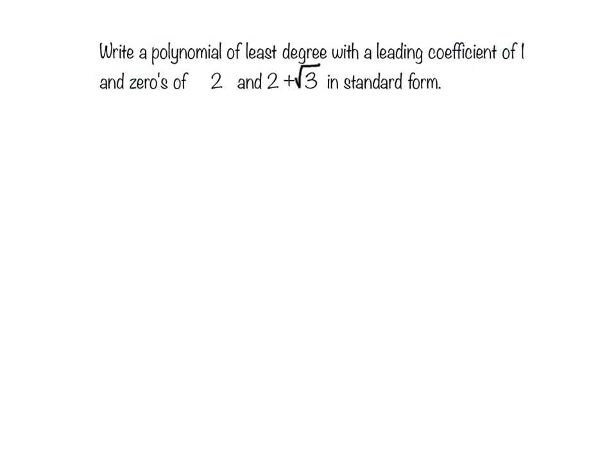Okay, so we're going to do the same thing. We're going to write a polynomial of least degree with a leading coefficient of 1 and zeros of 2 and 2 plus radical 3 in standard form. But I want you to remember this is a little tricky. Okay, it's not tricky, it's a trick. The only way for me to get a radical as a zero is to have put it into the quadratic formula. So I would have never been able to just get 2 plus radical 3. Remember, it's going to be 2 plus or minus radical 3. So the zeros of this function are actually 2, 2 plus radical 3, and 2 minus radical 3.